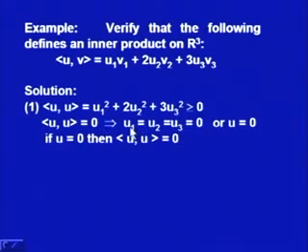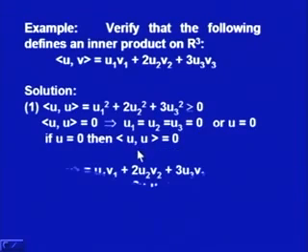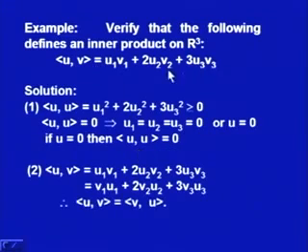And u comma u is 0 implies that u1 is equal to u2 is equal to u3 is equal to 0, because all these terms are positive terms. They can be 0 only when individually each of them is 0, and that means u comma u is 0 only when u is equal to 0. And of course, if u is equal to 0, that means u1, u2, u3 are 0, then the inner product u comma u is also 0. So, that proves the first property for this definition.